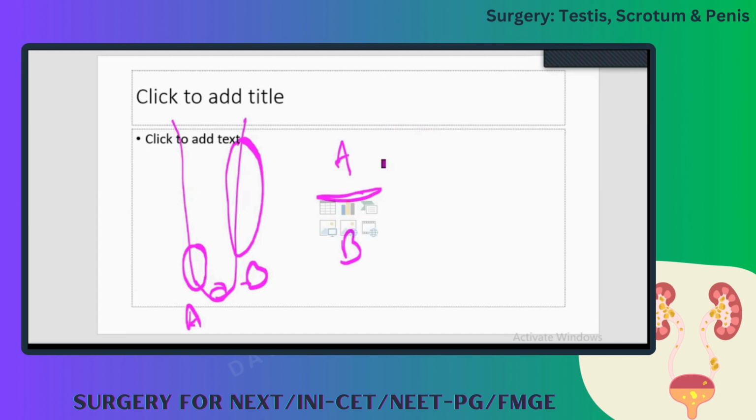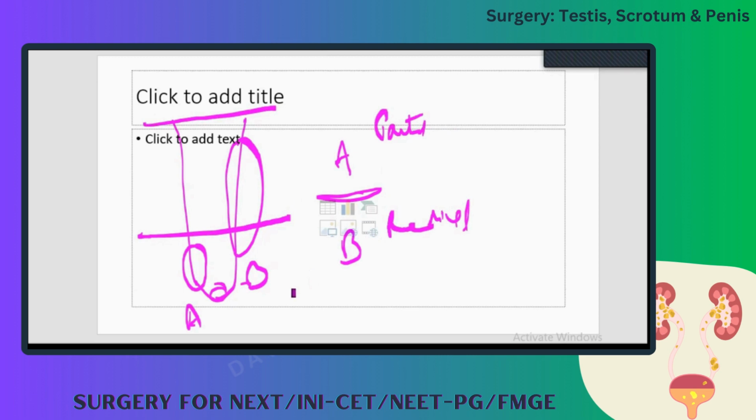You have to excise it. That's sure. A also we have to excise. B also we have to excise. For A you can do a partial penectomy. For B you have to do a radical penectomy. That's what I wanted: A partial penectomy and B radical penectomy.